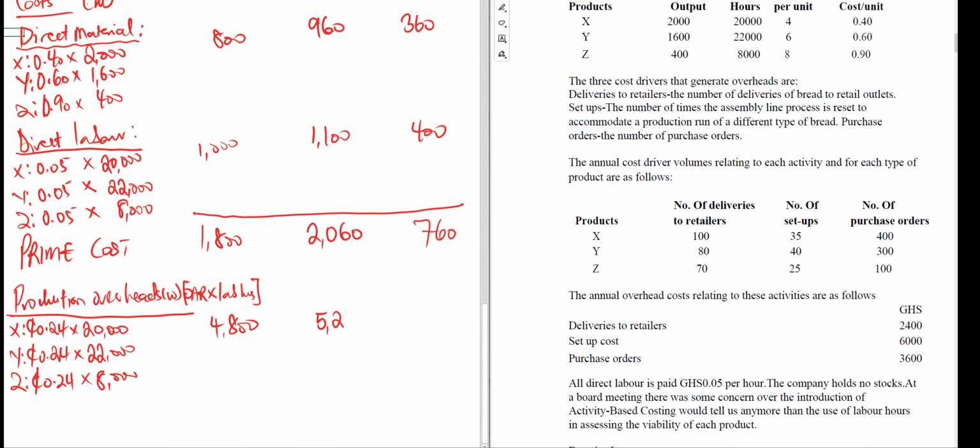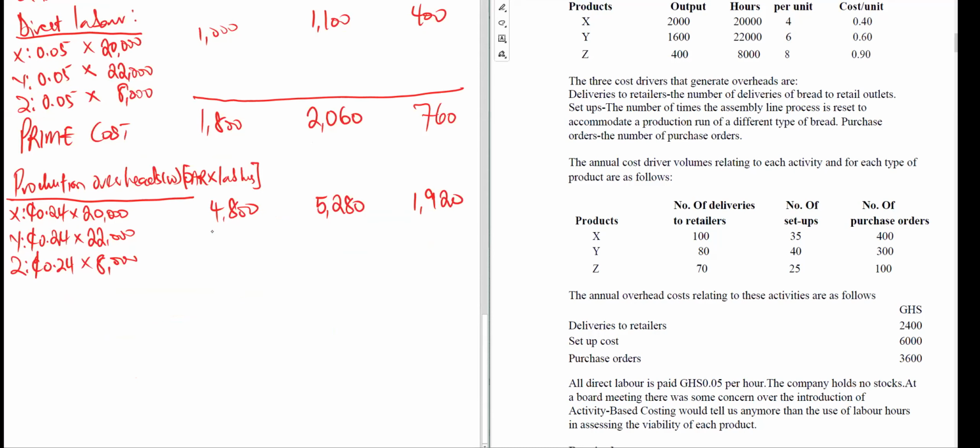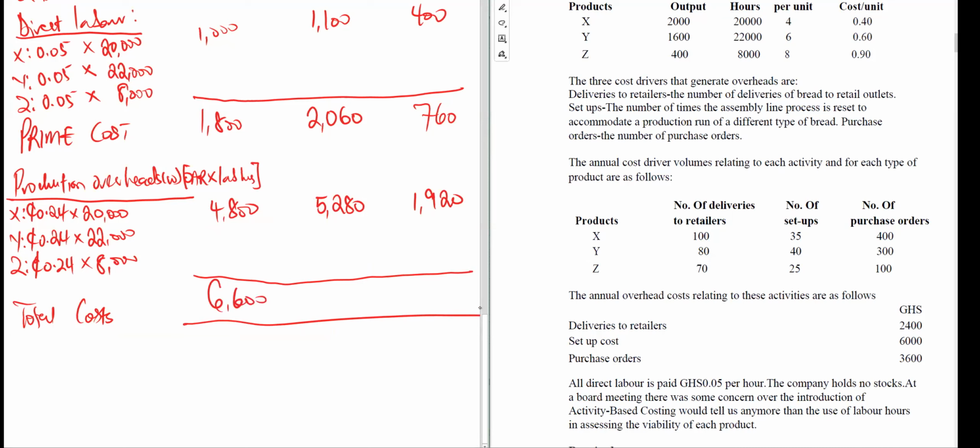That is 5,280. And then $1,920. Once we are done, that gives us the total cost for each of these. So now we have our total cost, that's our prime cost plus our overhead, right? So we have 1,800 plus 4,800, that gives us 6,600. 2,060 plus 5,280 gives us 7,340. 760 plus 1,920 gives us 2,680.